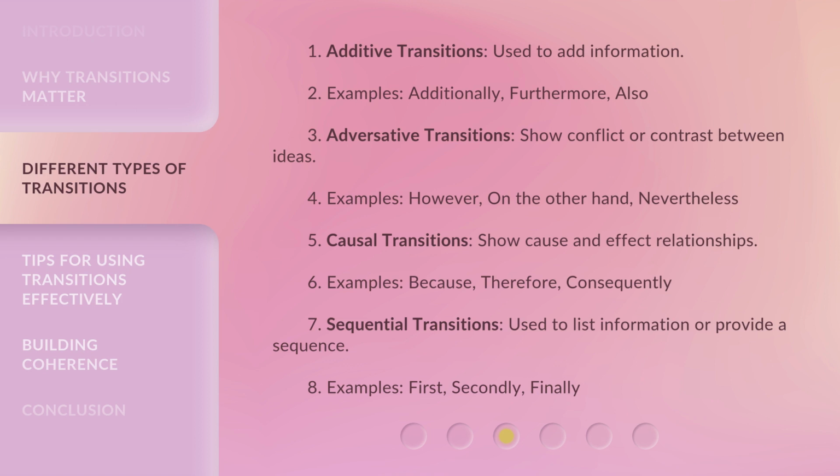5. Causal transitions, show cause and effect relationships. 6. Examples: because, therefore, consequently. 7. Sequential transitions, used to list information or provide a sequence. 8. Examples: first, secondly, finally.